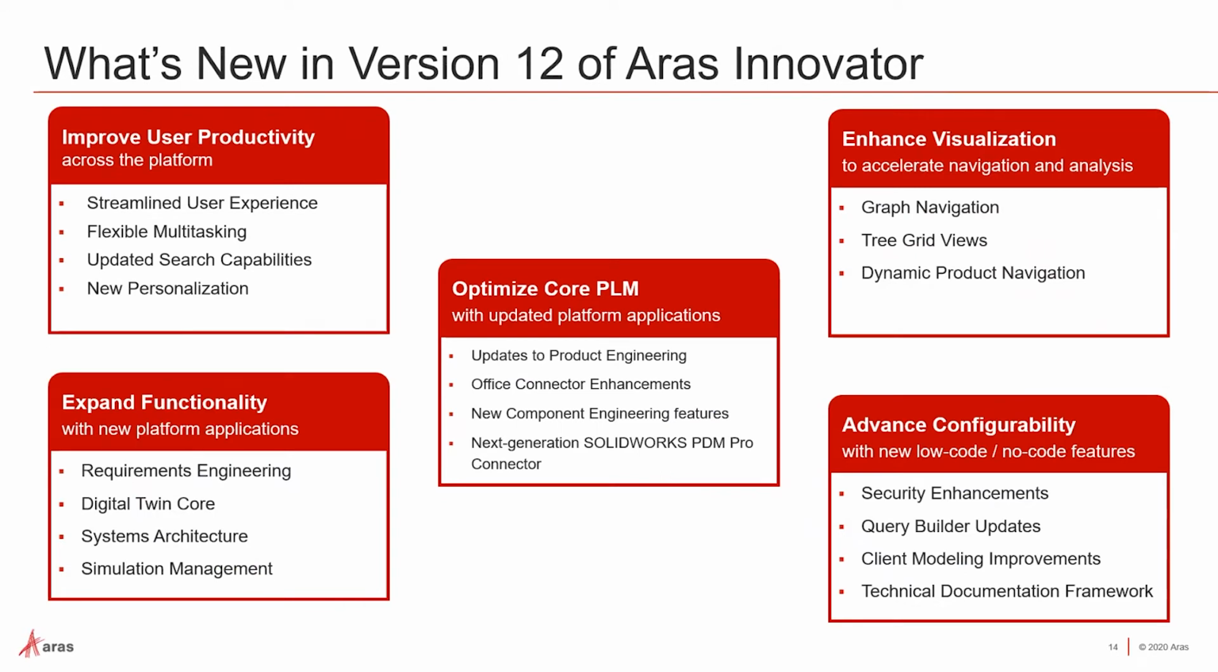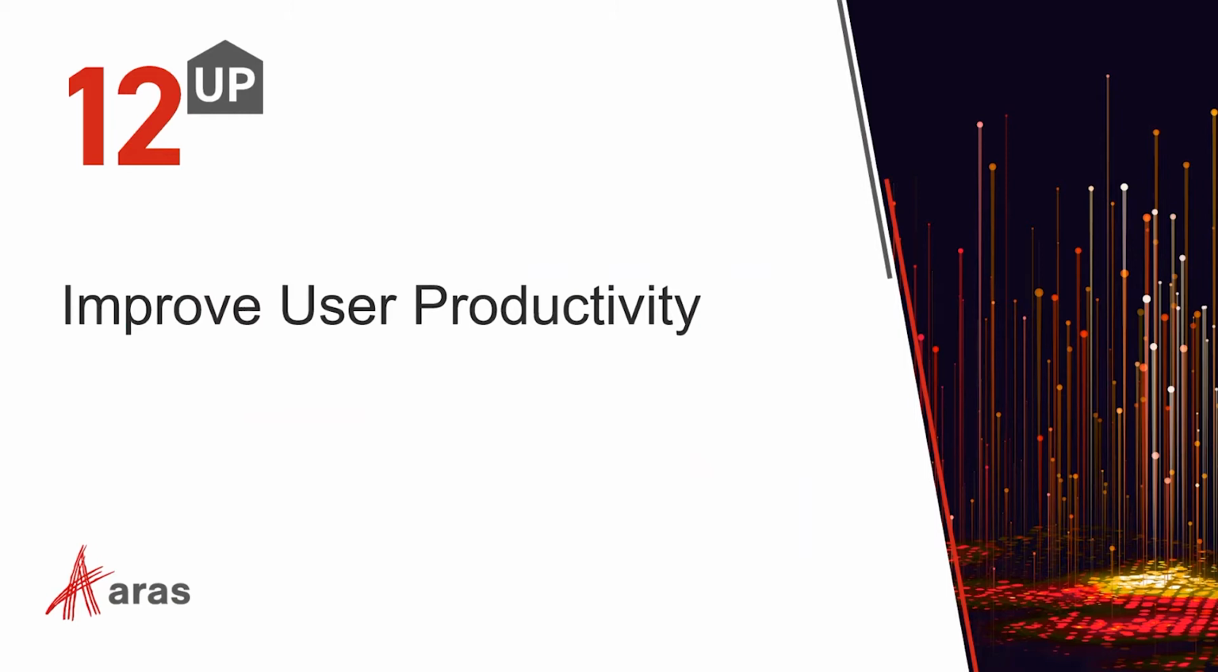Okay, so to look at the overview of the product enhancements in 12, we've established 5 major themes that we'll use to describe them, which are improve user productivity, enhance visualization, optimize core PLM, expand functionality, and advance configurability. First, let's talk about how we've delivered significant usability updates to the Aras web client. These are improvements to help every Aras user get their work done faster. Please note that as we review all these enhancement topics, each one will list the specific release when it was first available, whether it's a platform service pack or an application release number.